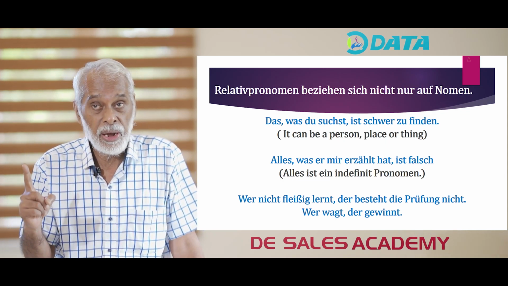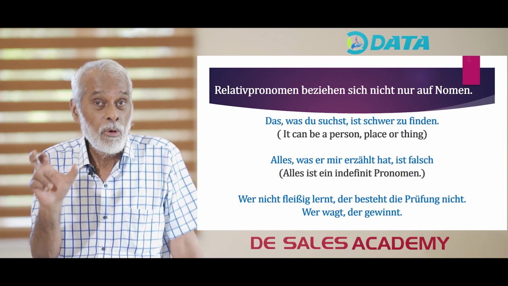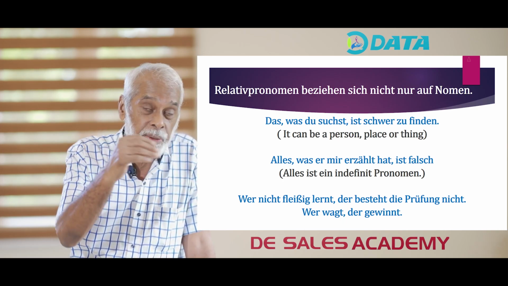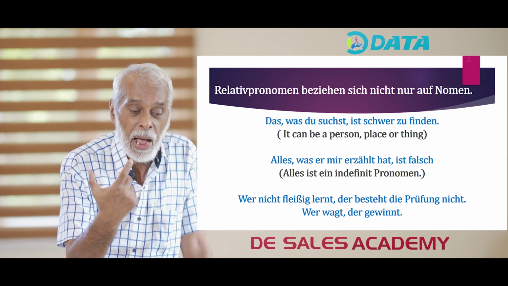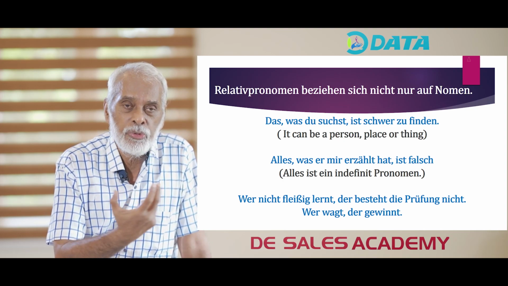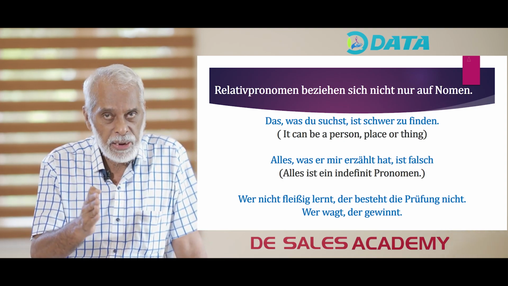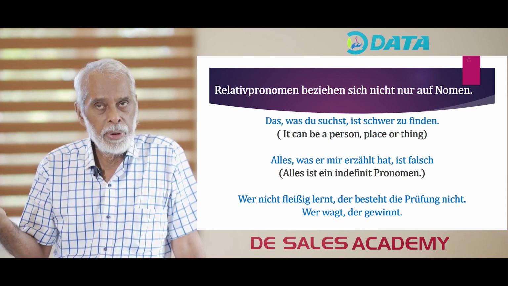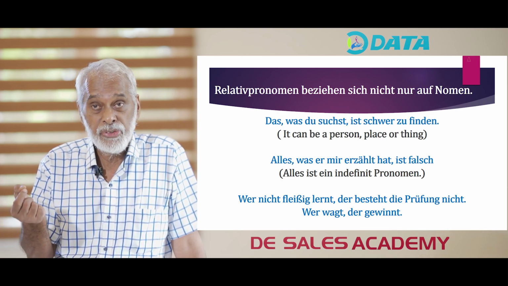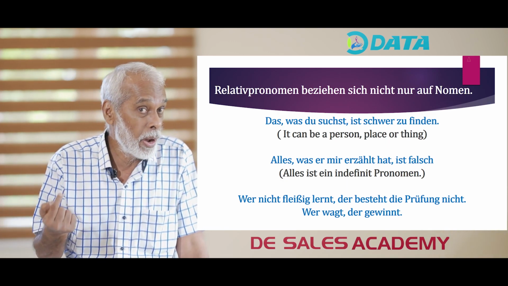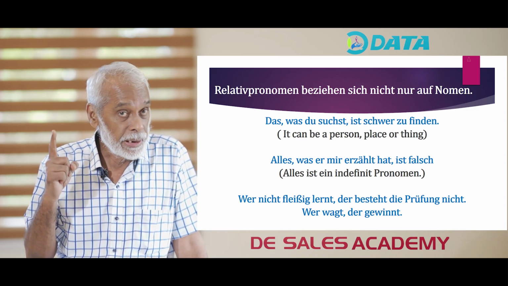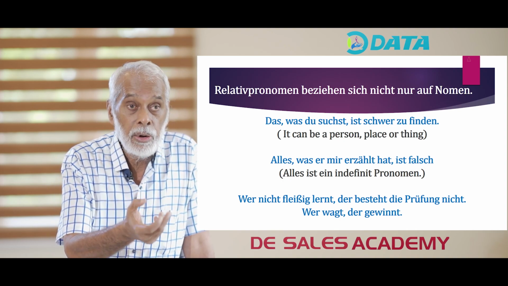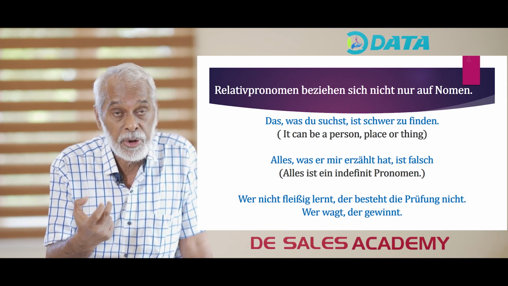Alles, was er mir erzählt hat, ist falsch. Was er mir erzählt hat, that is a relative sentence. But it is relating not to a noun, but the word alles. And there is no noun also. So, alles, was er mir erzählt hat, ist falsch. Everything what he told me is wrong. And alles is an indefinite pronoun. It's not a noun. That means a relative sentence can also refer to a thing, an article, or even an indefinite pronoun.